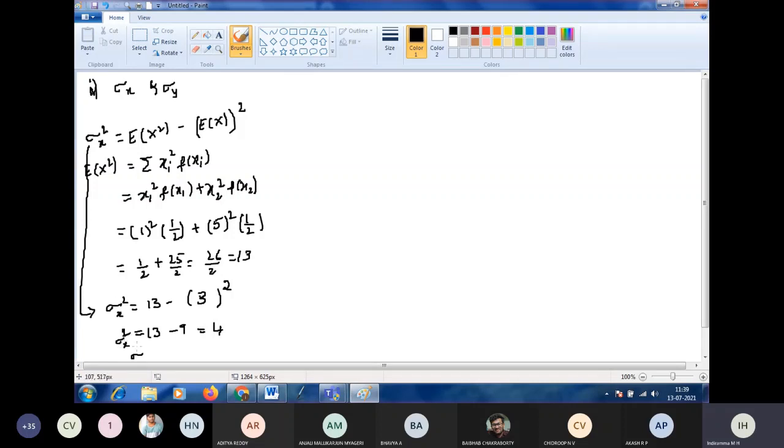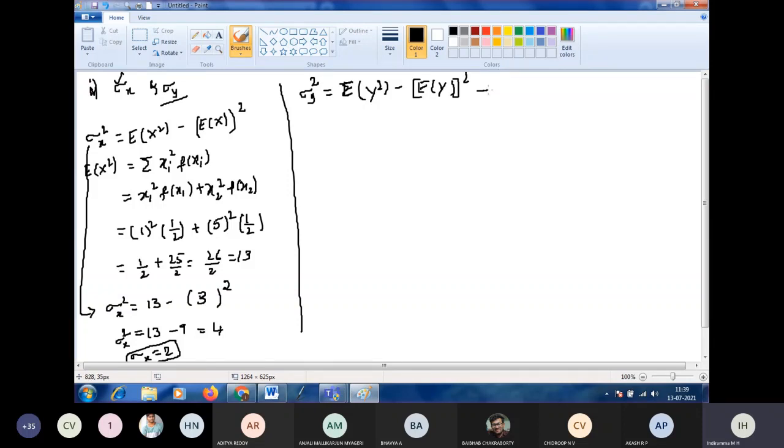What is sigma x? 2. Standard deviation of x is 2. Next, I want to go for sigma y square. Now I want to find out sigma y. To find sigma y, consider the sigma y square formula. Same, instead of x, you consider y. Expectation of y square minus expectation of y whole square. You should remember this carefully.